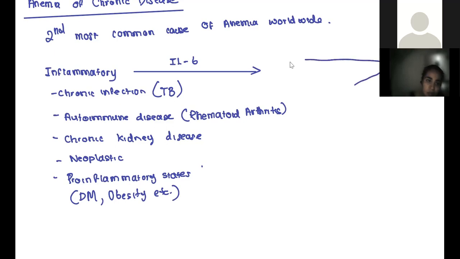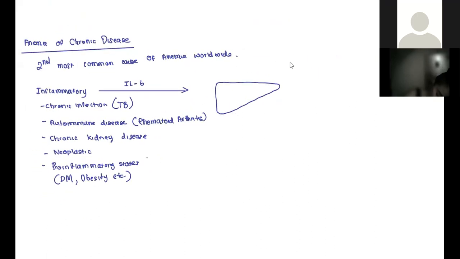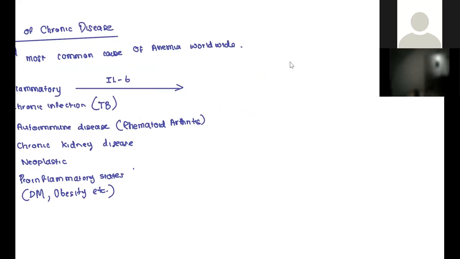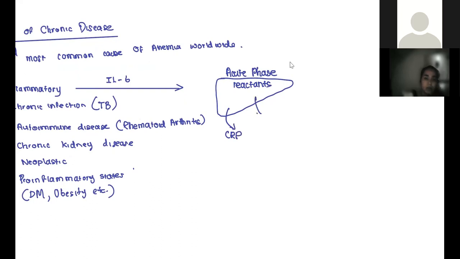Does anyone know what interleukin 6 does? What its mechanism of action is, or what it does? It acts on the liver. And what does it do in the liver? What it does is, it causes the release of acute phase reactants, such as CRP, ferritin.